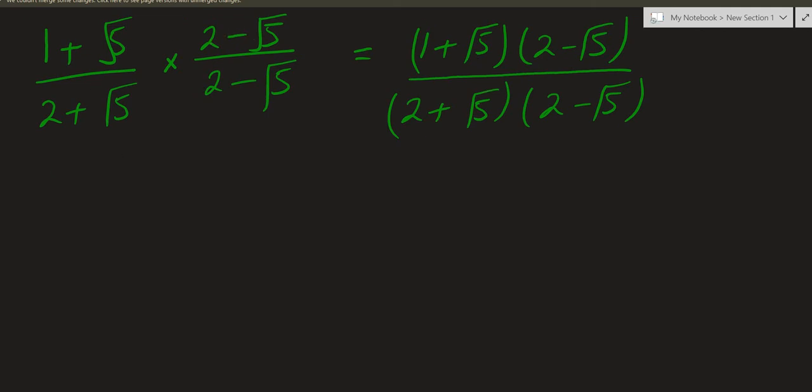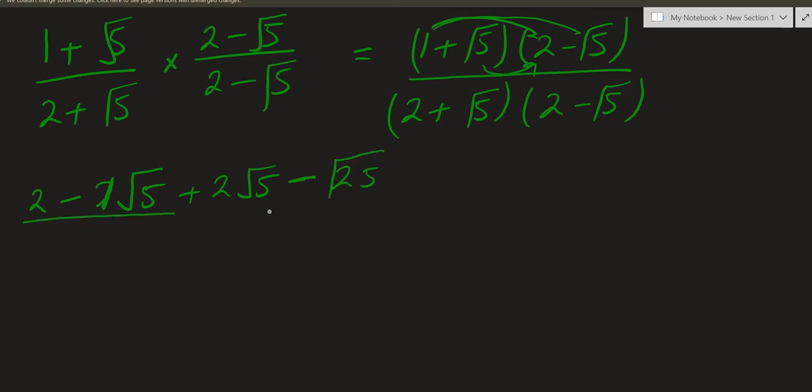Now I'm going to expand the bracket. So 1 times 2 is going to be 2. Then 1 times minus root 5 is going to be just minus root 5. You don't write 1 in the front. You got it? Then plus root 5 times 2 is going to be plus 2 root 5, and plus minus makes minus. Root 5 times root 5 is going to be 5, guys.